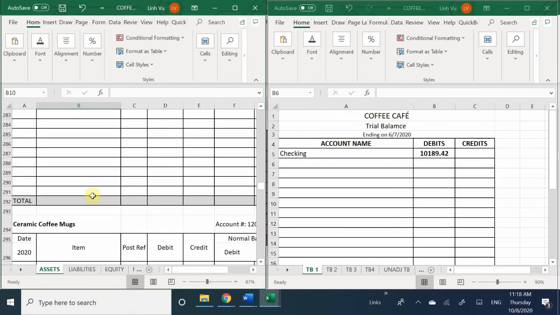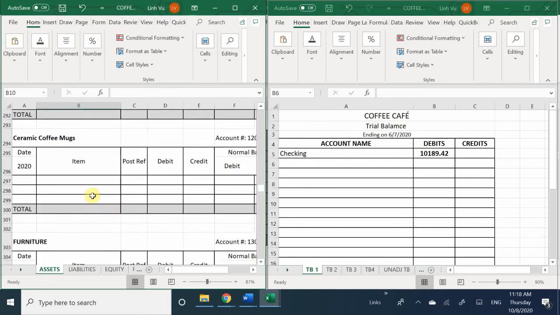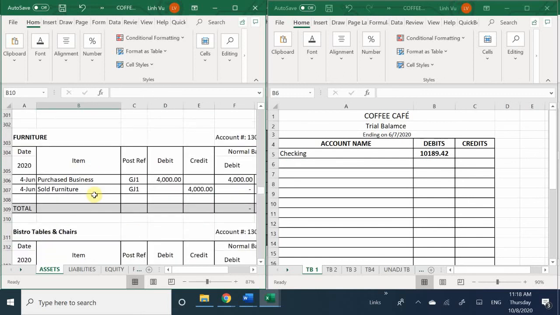All right. Now I have ceramic coffee mugs. Okay. Now I'm moving into furniture. Do I have something in my account for furniture? Yes, you do, but what's the account balance in my furniture?